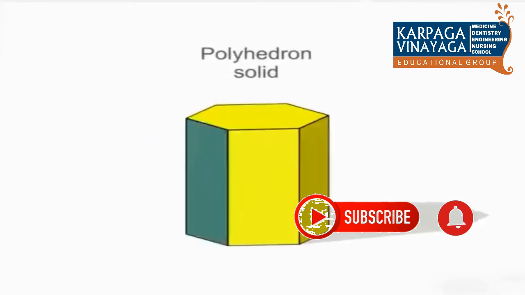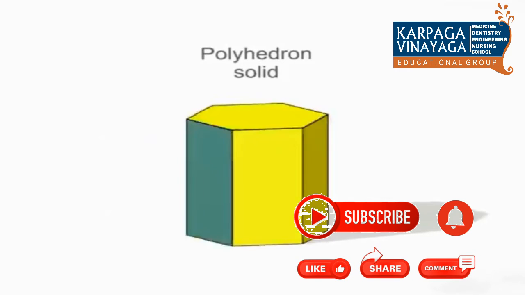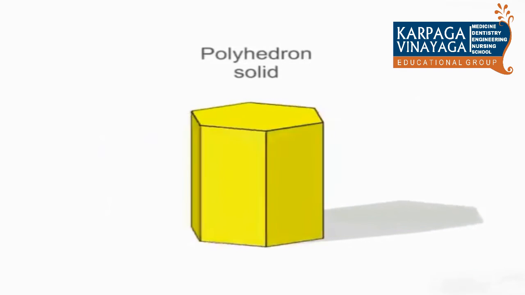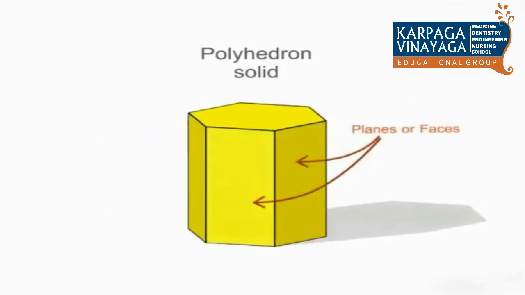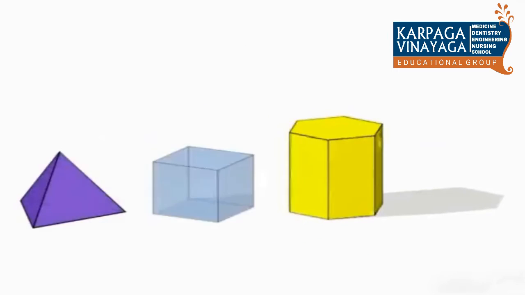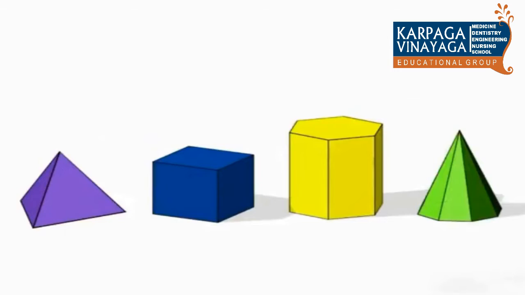These are polyhedron solids. They have many faces. These faces can be called planes. These polyhedron solids have different shapes. One is a tetrahedron, another is a cube, third one is a prism, and the last one is a pyramid.